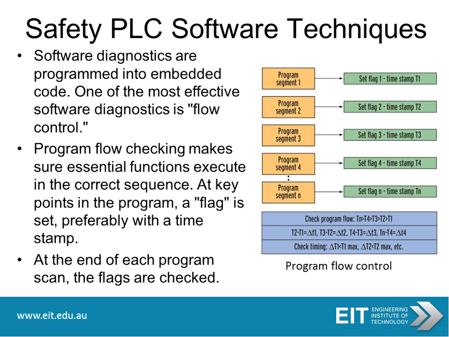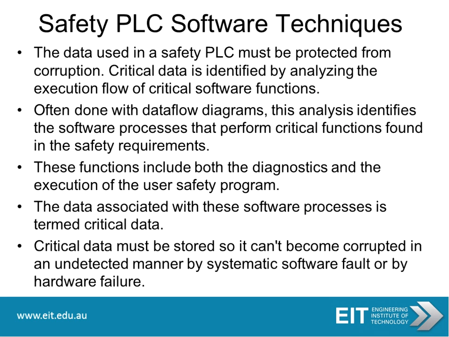Now, software diagnostics are programmed into embedded code. One of the most effective software diagnostics is flow control, and here we have a picture of program flow control. Program flow checking makes sure your essential functions execute in the correct sequence. At key points in the program, a flag is set. So there's set flag 1, timestamp 1, set flag 2. At the end of each program scan, the flags are checked. If any of the flags are not set, that will give you an indication you've got a problem.